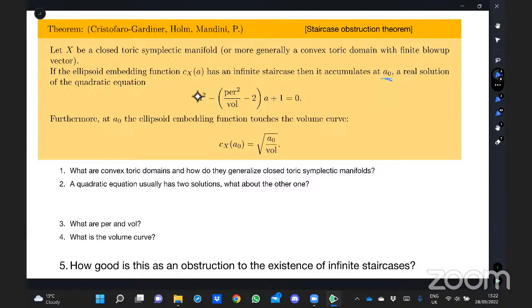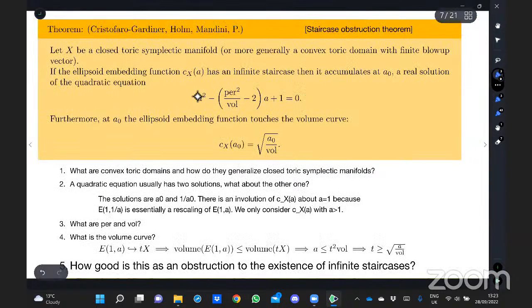Okay, the second one is sort of a silly observation. A quadratic equation usually has two solutions, and I say a real solution. So what's happening with the other one? I should tell you what pair and vol are. Also, just briefly talk about the volume curve again, which generalizes the red curve from the previous slide. And finally, the more important question is how good is this as an obstruction to the existence of infinite staircases? So, I'll start with the easy ones.